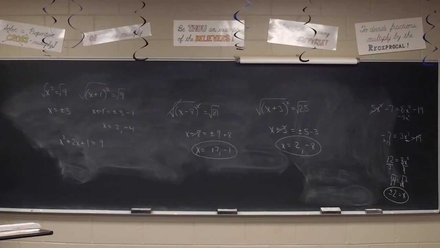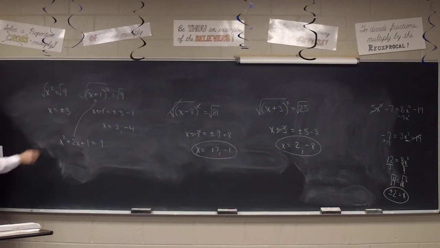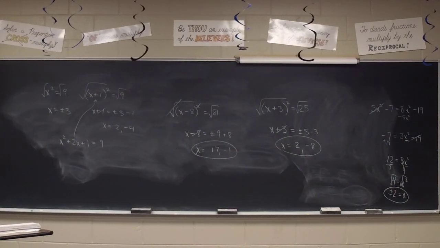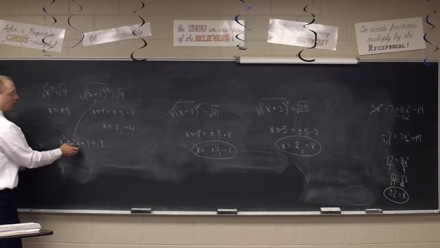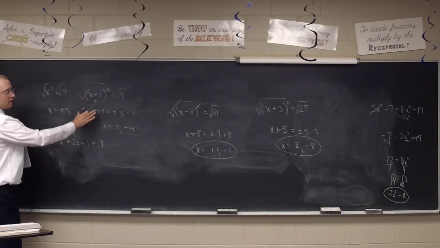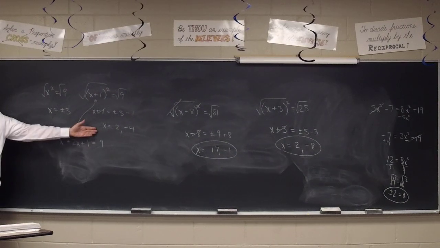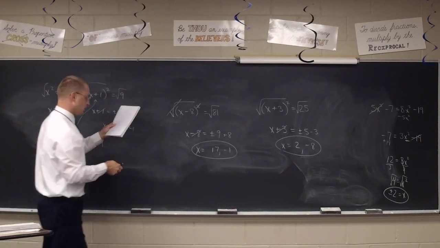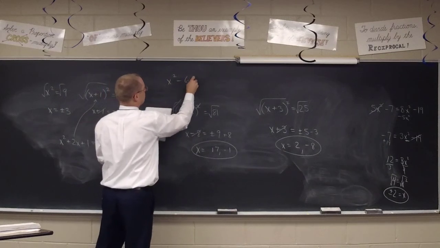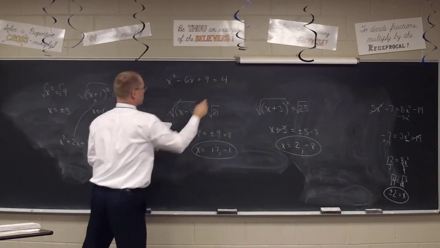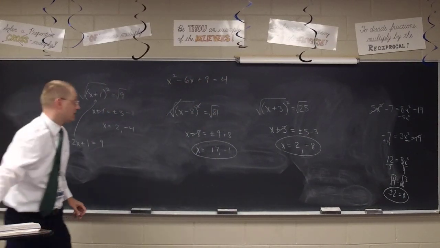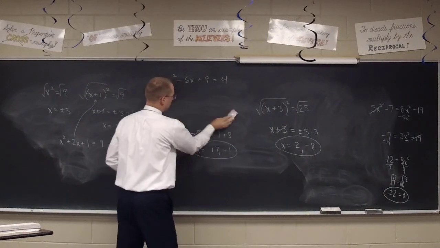Do you see? It's the exact same thing. That is x plus 1 squared equals 9. So I could literally just change this into that. And I get these two answers. Write this down if you would. x squared minus 6x plus 9 equals 4.